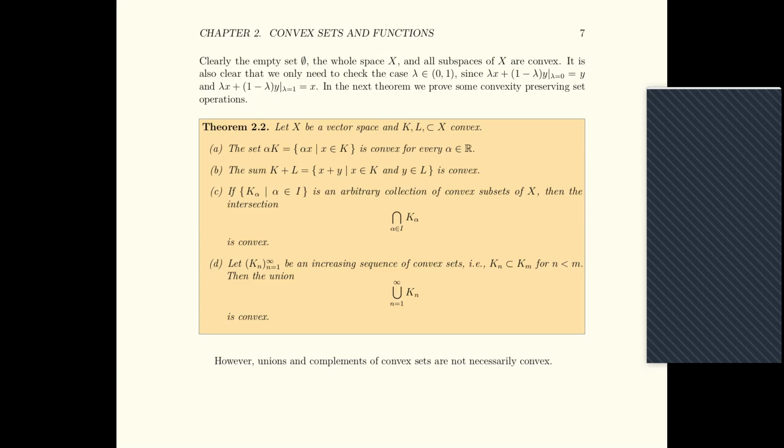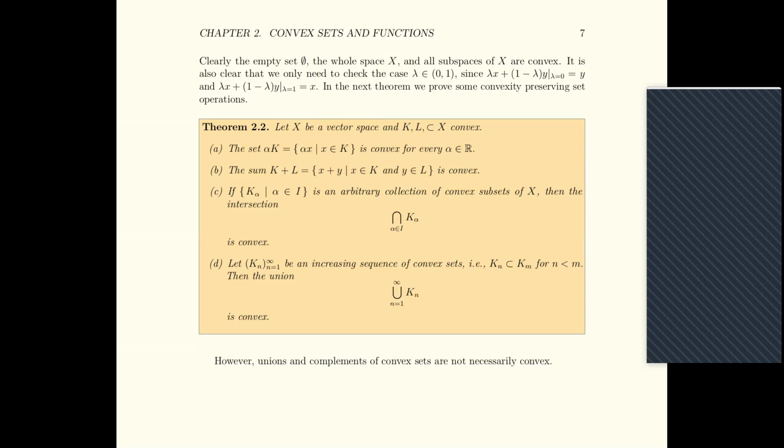And if we have a vector space where we have a convex set K, then we can scale this set. So we take any elements X from that set K and multiply with alpha, and then we gather those in one set. Then this will be convex. It's fairly easy to prove.